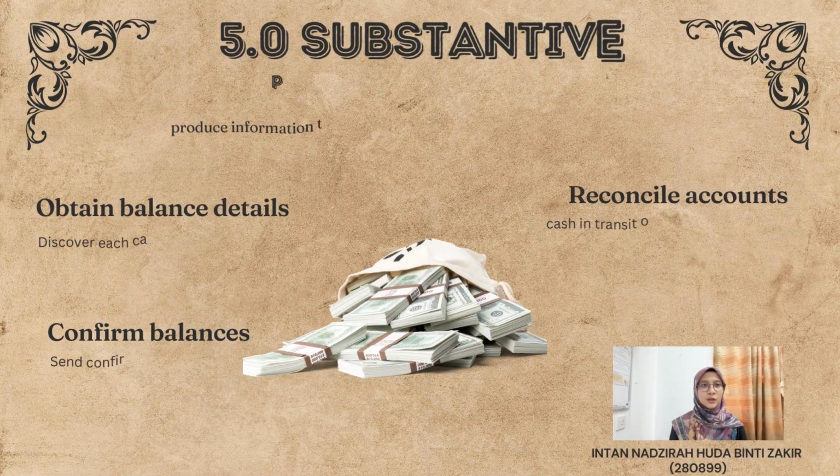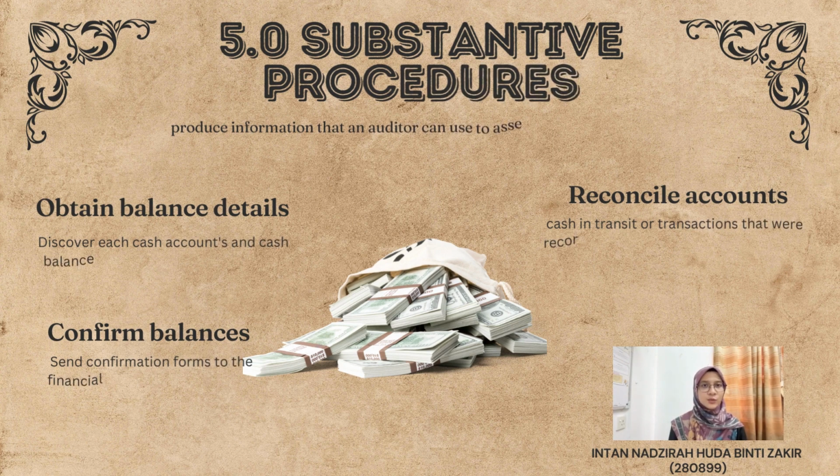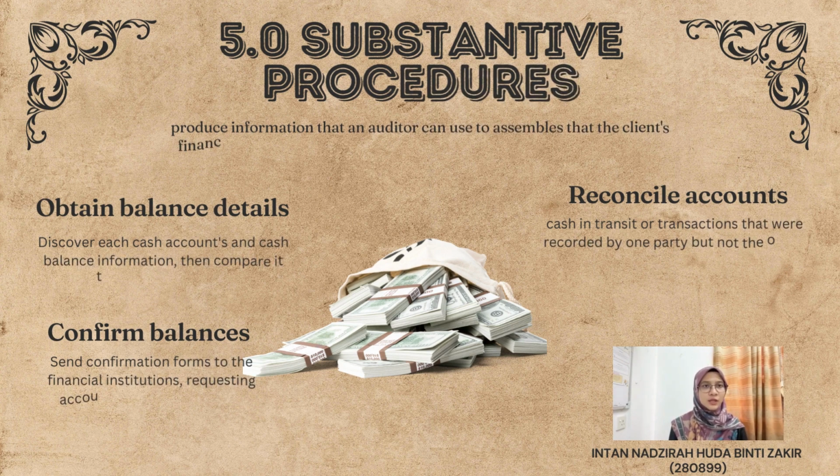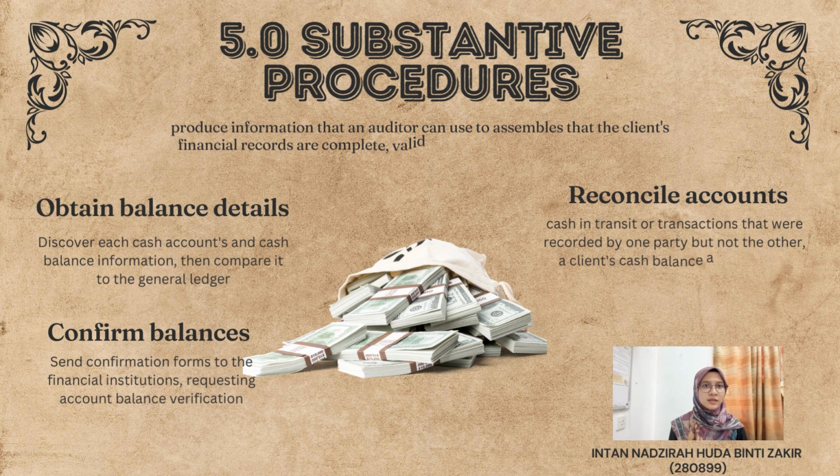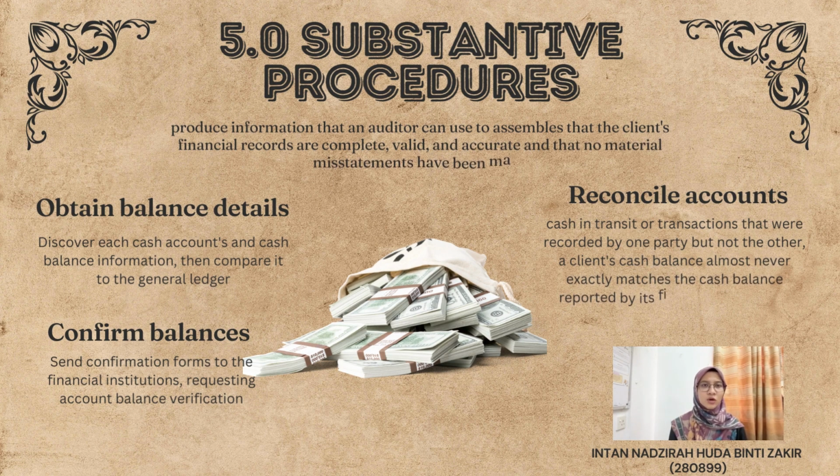Substantive procedure. The goal of substantive procedures is to produce information that an auditor can use to conclude that the client's financial records are complete, valid and accurate, and that no material misstatements have been made. There are 9 substantive procedures. First, obtain balance detail. Discover each cash account and cash balance information, then compare it to the general ledger.